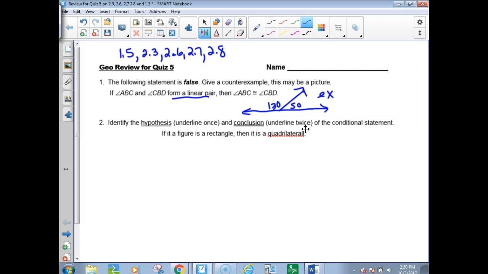All right, so linear pairs are supplementary angles. Identify the hypothesis and conclusion. The hypothesis is the part after the if. This is on the quiz.